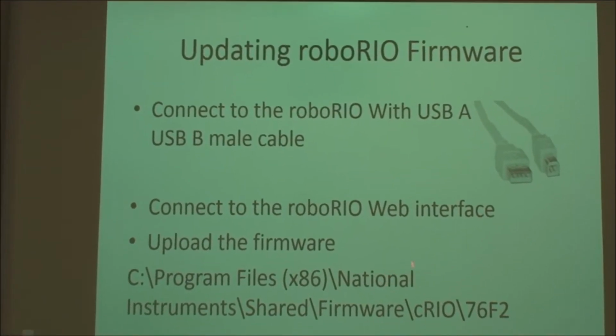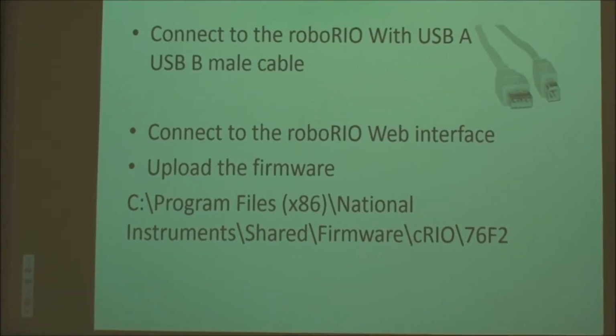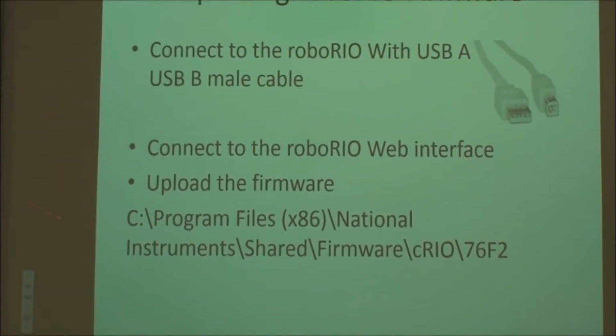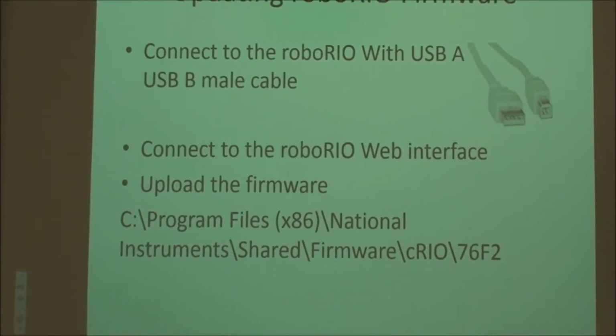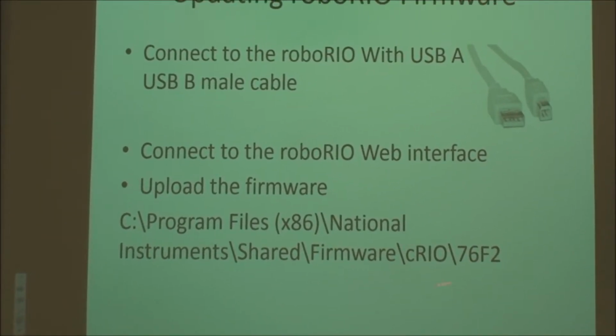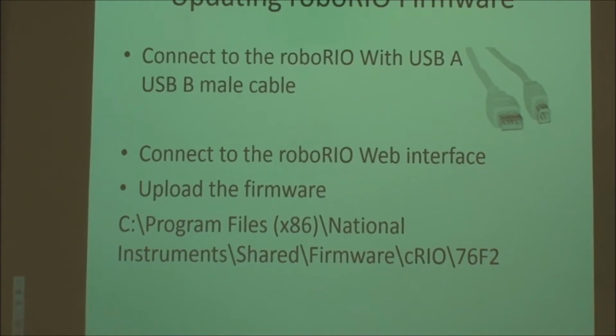So when you're looking for the file, if you guys have the PowerPoint, you can just look off there. But it just tends to be installed with the National Instruments files. So you can just select it off there. The name's a bit confusing. It says CRIO. Trust me, it's for the RoboRio.